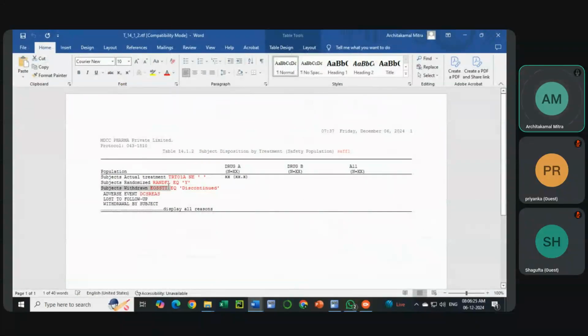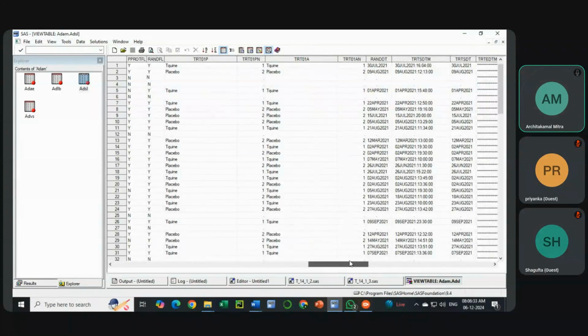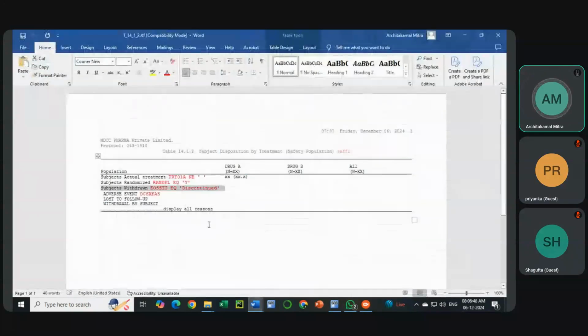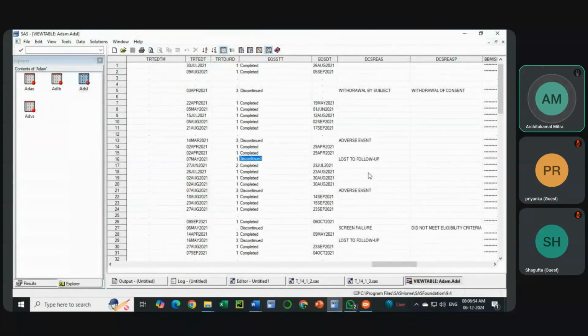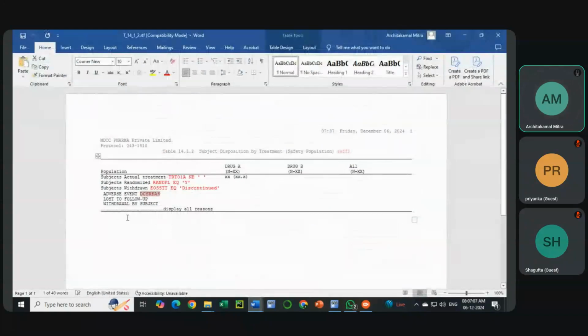Then what we have, subjects withdrawn. EOSTT equal to discontinued. Let's see. EOSTT equals discontinued. Those are the persons who have left the study. EOSTT, see, completed, discontinued. This person did not go. This person discontinued. This person discontinued. So we have this number as well. And the last one is, what is the reason? Reason is DCREAS. We should find it. Discontinued what? What is the reason? Withdrawal by subject. Adverse event. Loss to follow-up. Adverse event. Screen failure. So see the reasons here. If there are 5 subjects withdrawn, then adverse event, probably 2 have discontinued because of adverse event. Loss to follow-up, 1 has discontinued. Withdrawal by subject, 1. So the total comes to 5. Clear?